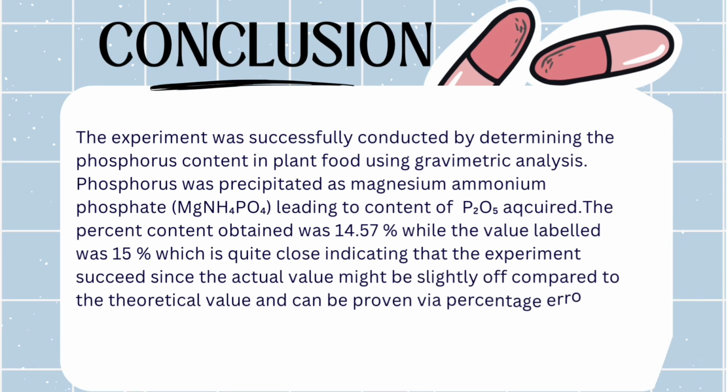As for the conclusion, the experiment was successfully conducted by determining the phosphorus content in plant food using gravimetric analysis. Phosphorus was precipitated as magnesium ammonium phosphate, leading to the P2O5 content acquired. The content obtained was 14.57%, while the labeled value was 15%, which is quite close, indicating the experiment succeeded, since the actual value might be slightly off compared to the theoretical value, which can be shown via the percentage error obtained, 2.87%.